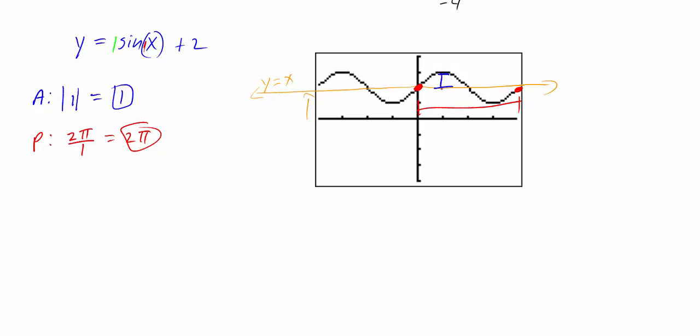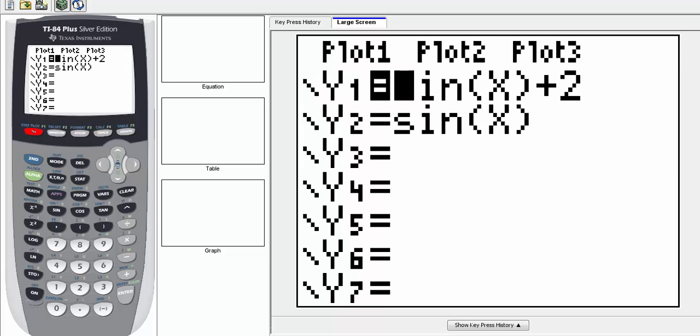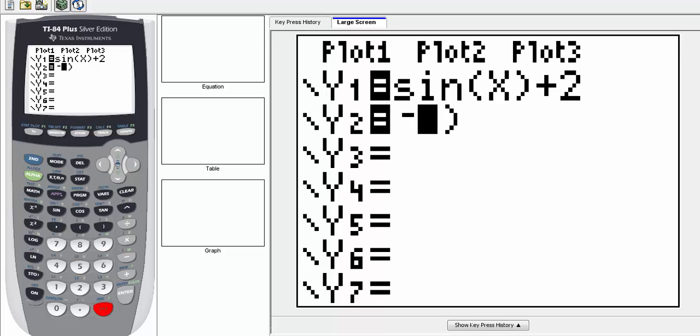So the distance from, again, your axis up to this highest point, this is an amplitude of 1. The only thing that's happened here with the plus 2 is that it has caused the graph to go up 2 units. Now, what do you think would happen? And we'll just experiment with this. If I went to y equals, what's going to happen if I put a negative in front of the sine x with the plus 2?